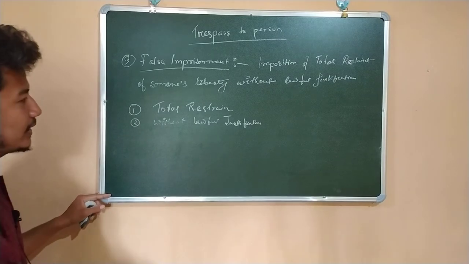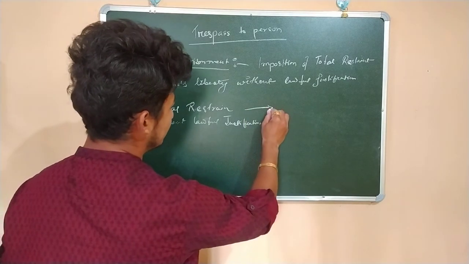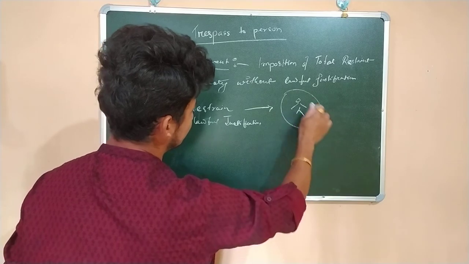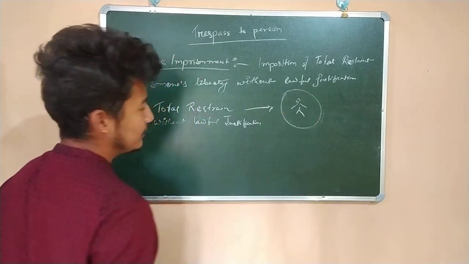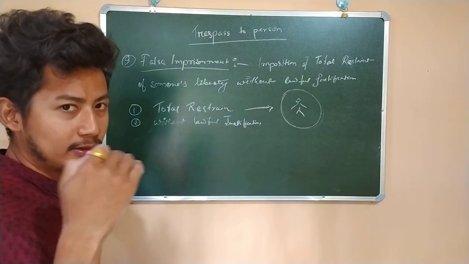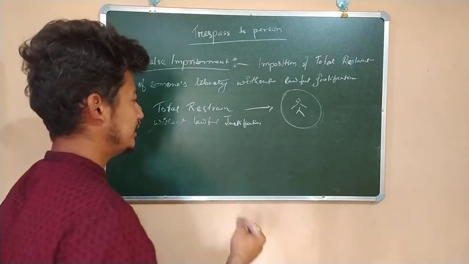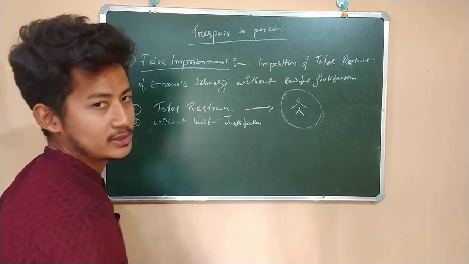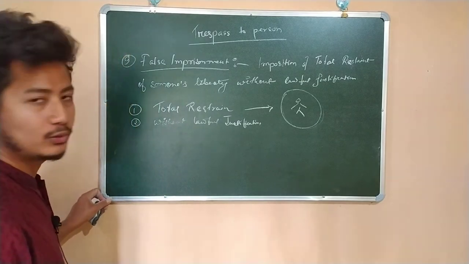So that means, I have already told you, a person should not be allowed to go beyond a certain circumscribing limit. Even if the person is detained inside his house, he was not allowed to go outside the house. That is also total restraint. Okay, that is also total restraint. Simple.